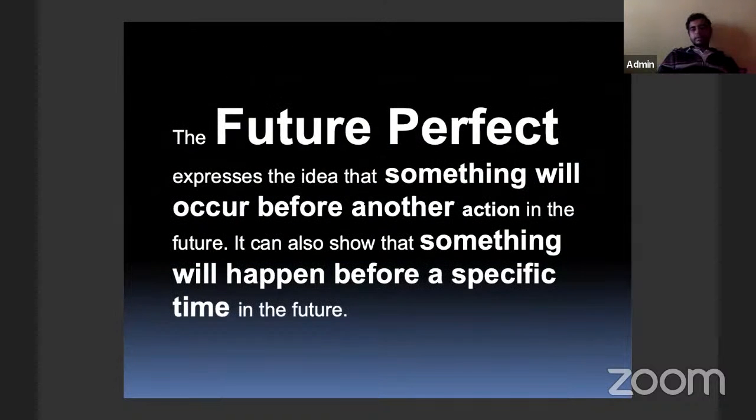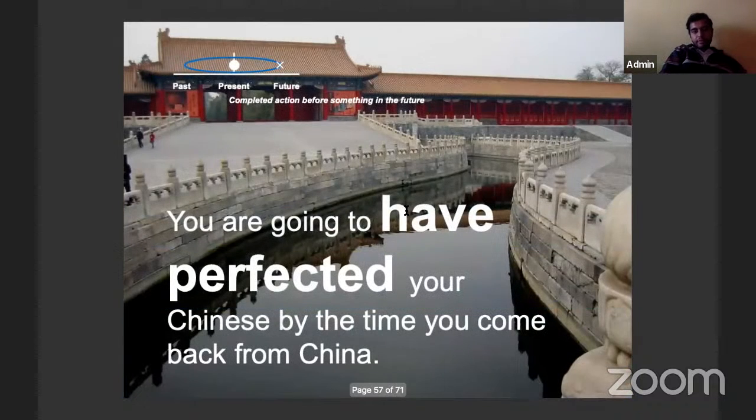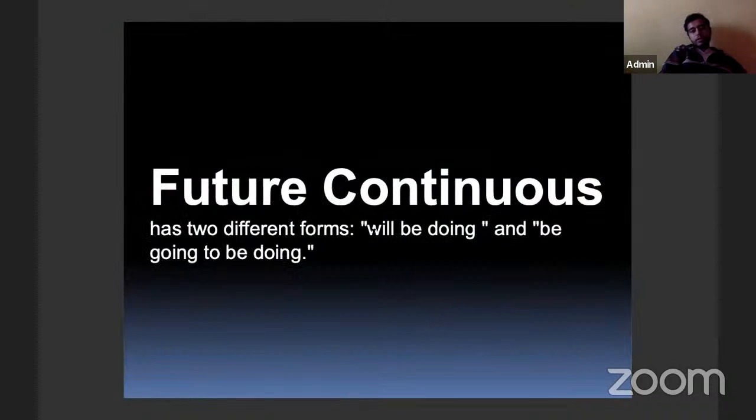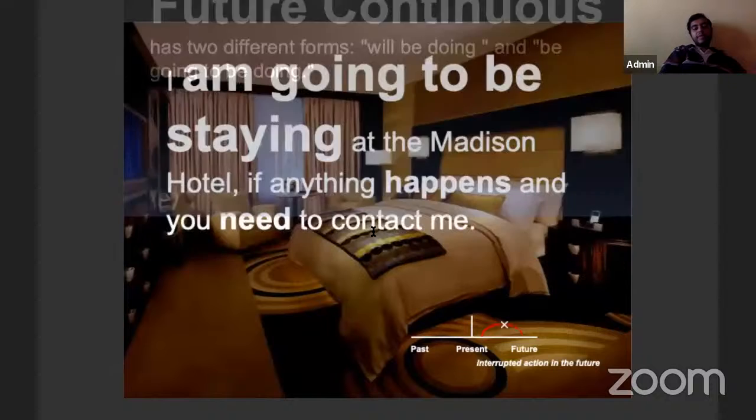Future perfect: something will happen, like past perfect, something will occur before another action in the future or before a specified time. So, "You are going to have perfected your Chinese by the time you come back from China." Future continuous: will be doing, be going to be doing, again something that is going to be happening in the future before being interrupted.